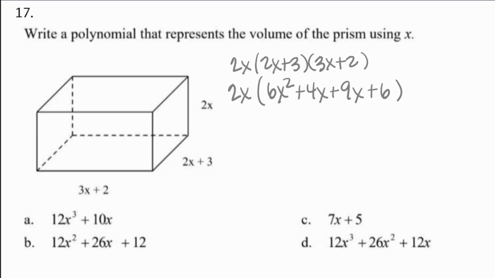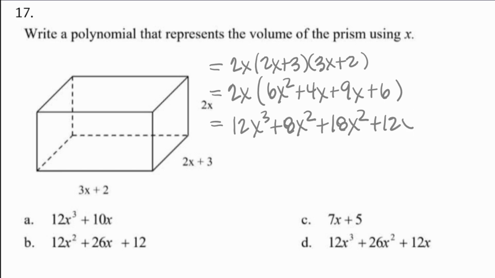And yeah, maybe I'll just distribute the 2x now. So 2x times 6x squared would be 12x to the 3. 2x times 4x would be 8x squared. 2x times 9x is 18x squared. And 2x times 6 is positive 12x. Now I'm going to combine like terms: 12x to the 3, 8 and 18 is 26x squared, and then 12x. That would be this one right there.